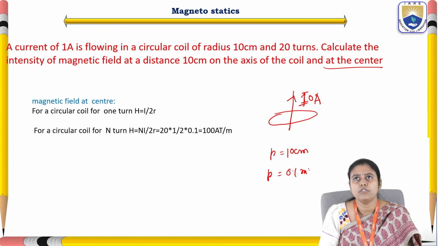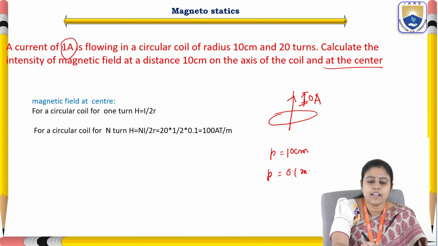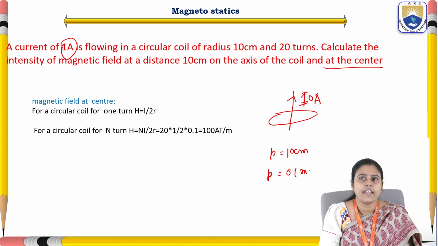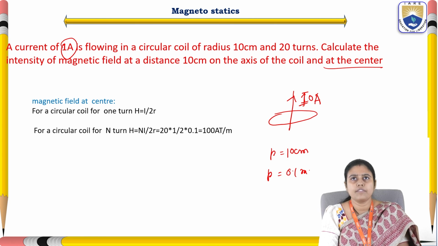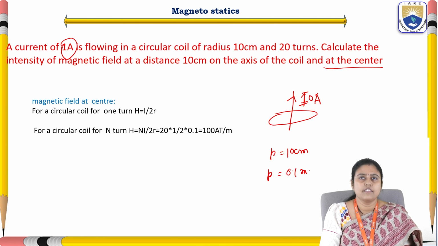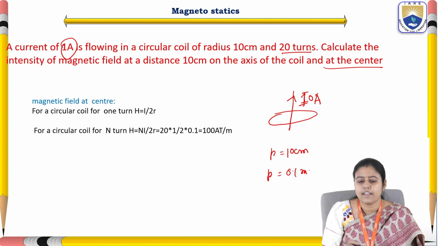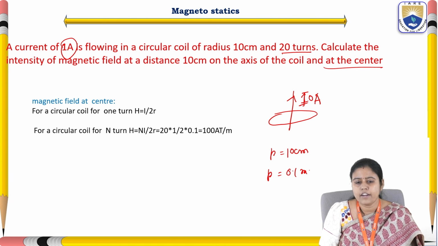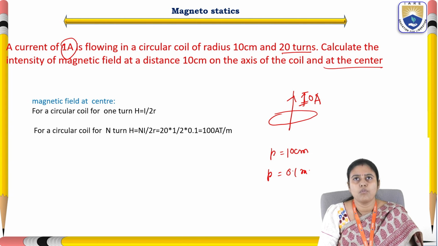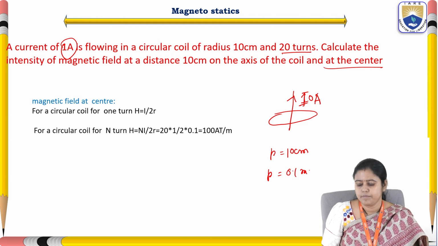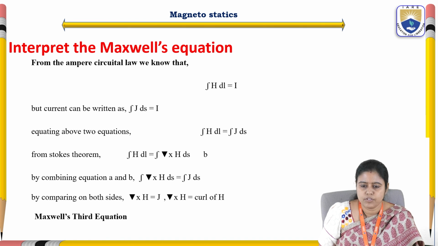What is the amount of current flowing? The current flowing is 1 ampere. So we can write H is equal to I by 2R. For the circular coil of N turns, H is equal to N I by 2R, where N is the number of turns, and there are 20 turns. 1 is the amount of current flowing through this. So 20 into 1 by 2 into 0.1, and the unit is 100 ampere turn per meter. So this is already done, the interpretation of Maxwell's equation.